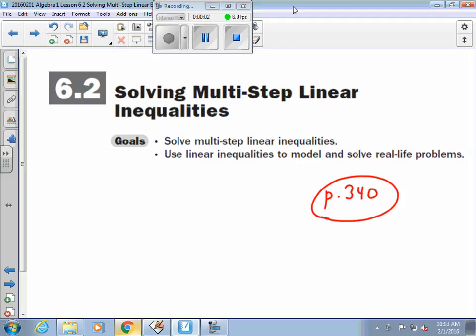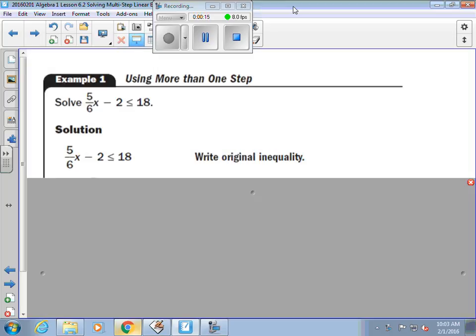This is Algebra 1, Lesson 6.2. We are solving multi-step inequalities, just like multi-step equations, with one specific difference. You reverse the symbol when you are multiplying or dividing both sides by a negative number, beginning on page 340.